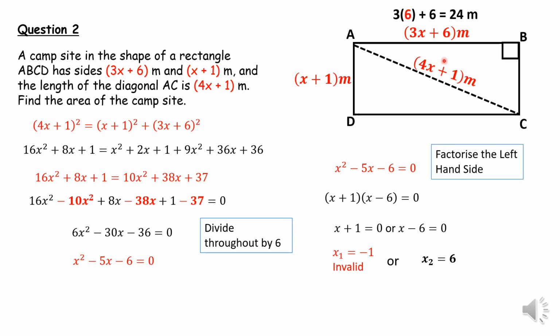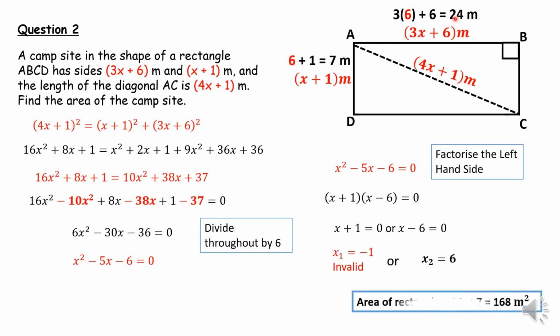So we're going to then use that x. I'm going to find the length. So 3 times x, which is 6, which is 18 here, plus the 6 is 24. So the AB, or the length, is 24. And here I have x is 6 plus 1 is 7. So I'm just going to multiply 24 times 7. And that gives me 168 square meters, which is the area of the rectangle, or the area of the campsite.